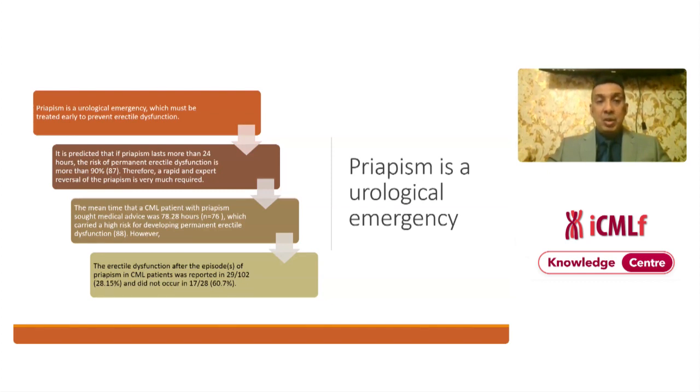The mean time that chronic myeloid leukemia patients with priapism sought medical advice was 78.28 hours, and this was in 76 patients, which carried a high risk for developing permanent erectile dysfunction. However, erectile dysfunction after the episodes of priapism in chronic myeloid leukemia patients was reported in 29 out of 102 and did not occur in 17 out of 28.